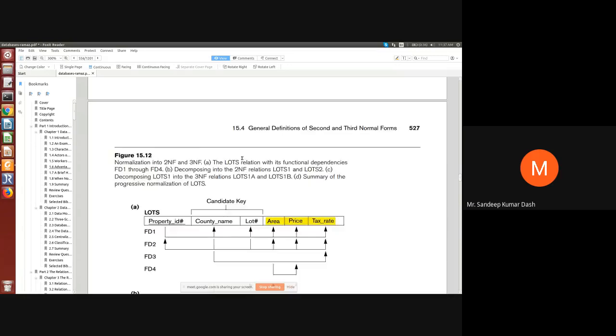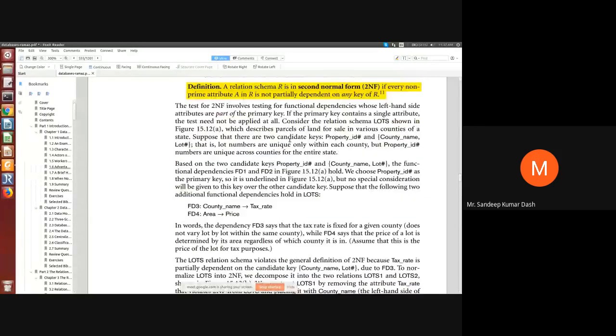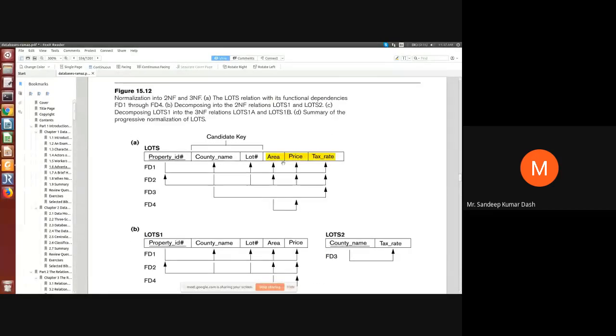What does it say? A relation schema R is in second normal form if every non-prime attribute A in R is not partially dependent on any key of R. Not partially dependent. So here it is not partially dependent. This is full functional dependent. These are full functional dependent on these two. On any key means either this one or this one. In this case, these were on the primary key. In this case, these were dependent on the candidate key. That's why the alternative definition is more generalized. That means even if it is a primary key or a candidate key on the left side, the X side, the full functional dependency will be checked.